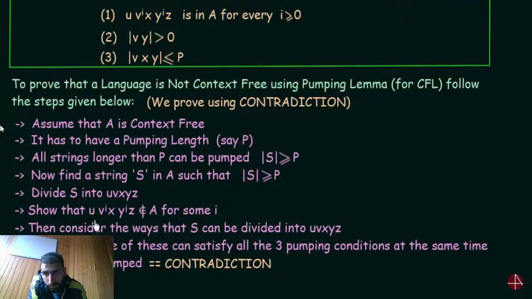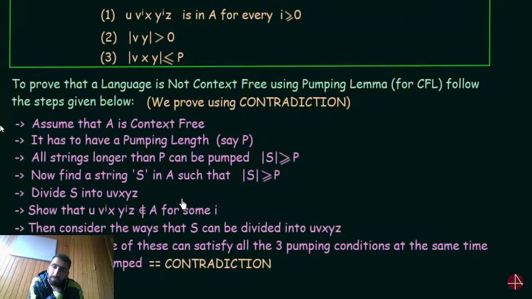Now we will show that U, V raised to i, X, Y raised to i, Z does not belong to A for some value of i. So you have divided this S into these many parts. When it is divided in this way, it is lying in this language A. We know that. Now we will show that for this string S, which you have divided into these 5 parts, when you raise this part V and this part Y to some power of i, that means if you repeat the V part and Y part some i number of times, this new string that you obtain, you have to show that it does not belong to the language A.